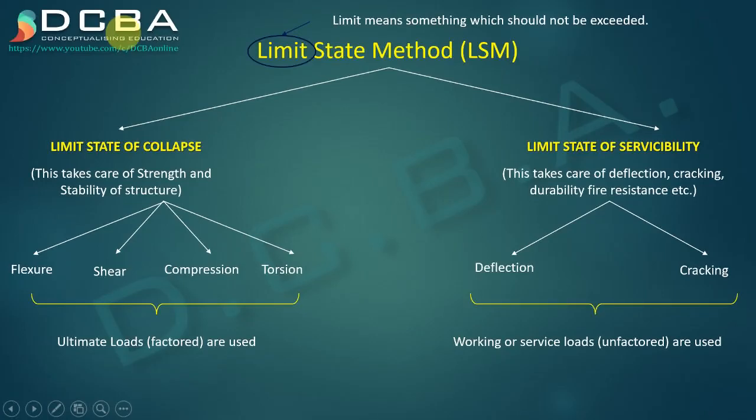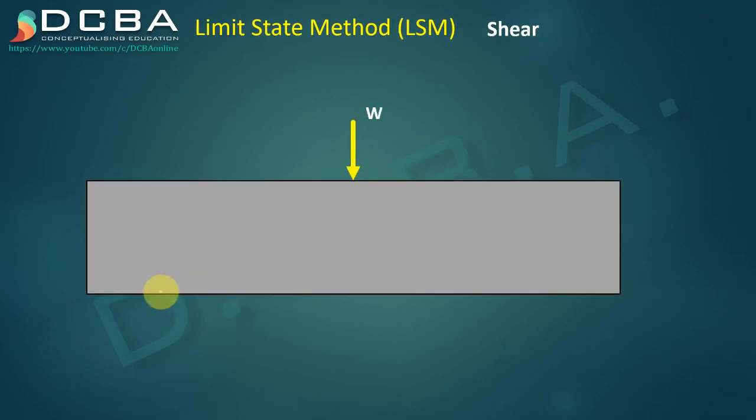In this lecture, we'll be starting with a new module of shear. As you know, in the limit state of collapse, we have completed the flexural part. Now we'll be starting with the shear part. So why do we study this shear?